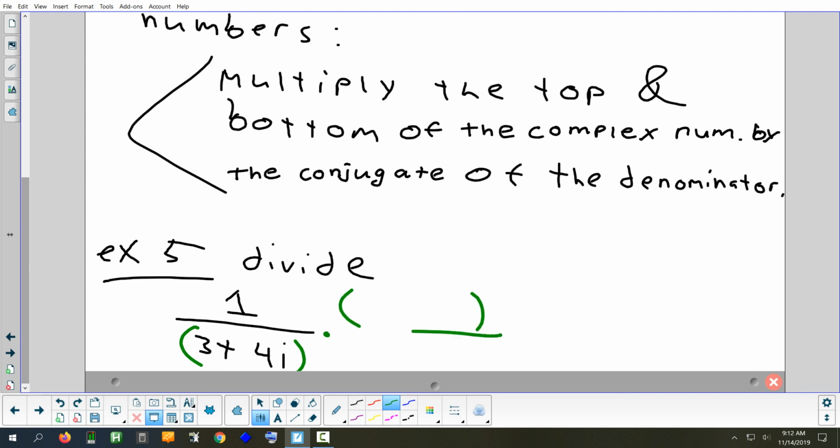And I always put everything in parentheses, just so I remember that it's distributive. Okay. So on the right, I've got the fraction in green. What's going to go in the parentheses? I'm going to multiply the top and the bottom by what? Yeah, 3 minus 4i. 3 minus 4i. Any questions why we're using 3 minus 4i?